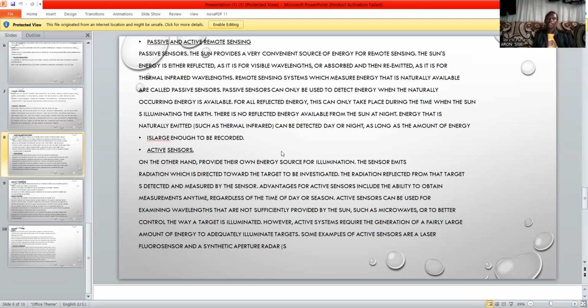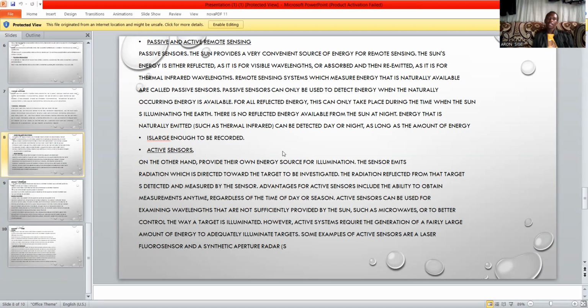The sun's energy is either reflected, as it is for visible wavelengths, or absorbed and then emitted, as it is for thermal infrared wavelengths. Remote sensing systems which measure energy that is naturally available are called passive sensors. Passive sensors can only be used to detect energy when the naturally occurring energy is available. For all reflected energy, this can only take place during the time when the sun is illuminating the Earth. There is no reflected energy available from the sun at night.